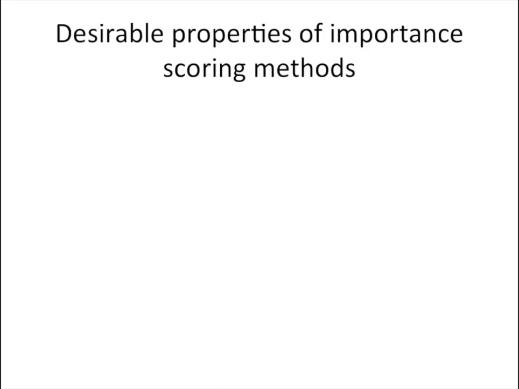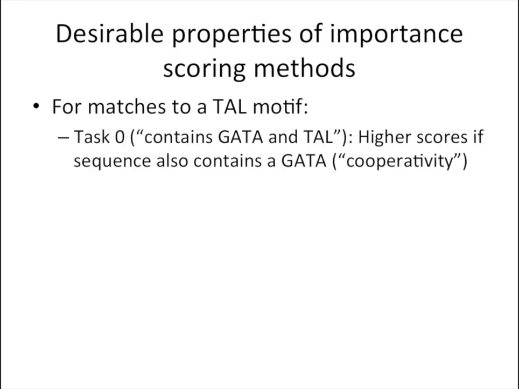Now that we covered the setup of the simulations, let's evaluate the performance of different importance scoring methods. In order to do that, we must first identify the characteristics that our ideal importance scoring method would have. Let's consider scores on instances of a tal motif. For task 0, which is 1 for sequences where both tal and GATA motifs are present, we want high scores on strong matches to a tal motif.